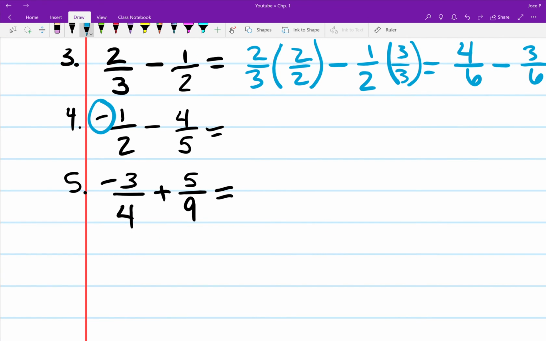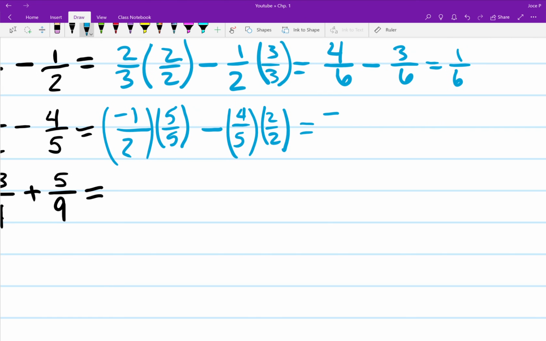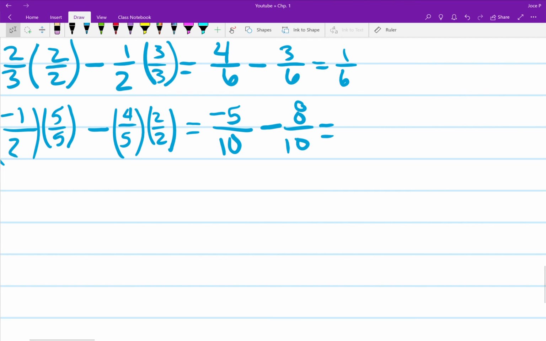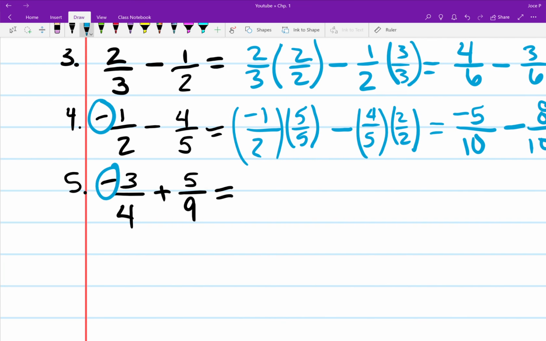The LCM of 2 and 5 is 10. So we're going to have to multiply negative 1/2 by 5 over 5, then subtract 4/5, and then we're going to have to multiply by 2 over 2 to get that 10 on the bottom. So now we multiply. Negative 5 on the numerator over 10 minus 8 over 10 on the bottom. We're going to subtract straight across. Negative 5 minus 8 is negative 13. Keep the 10 on the bottom, over 10. Now, remember, keep that negative in mind.